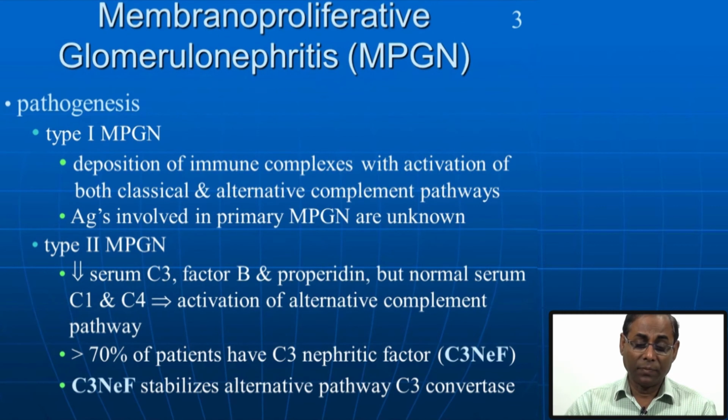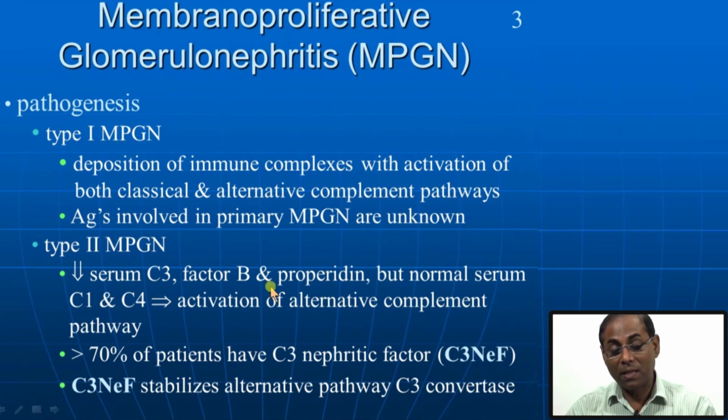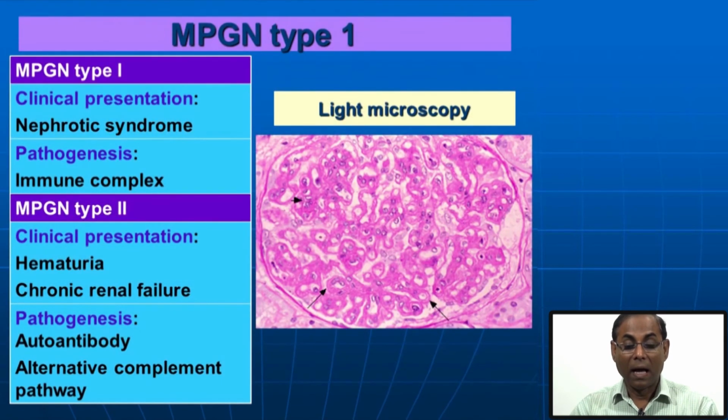Now, the pathogenesis of type 1 is the deposition of immune complex with activation of both classical and alternative complement pathways. So, immune complex is the hallmark, and the antigens involved in the primary MPGNs are unknown. Whereas in type 2 MPGN, the serum C3 is low, with C3 associated factor B and properdin, and the other C1 and C4 are normal. Activation of the alternate complement pathway can be seen, and in more than 70% of patients C3 nephritic factor can be there. C3 nephritic factor stabilizes the alternate pathway C3 convertase, and this is a typical picture of these MPGN.